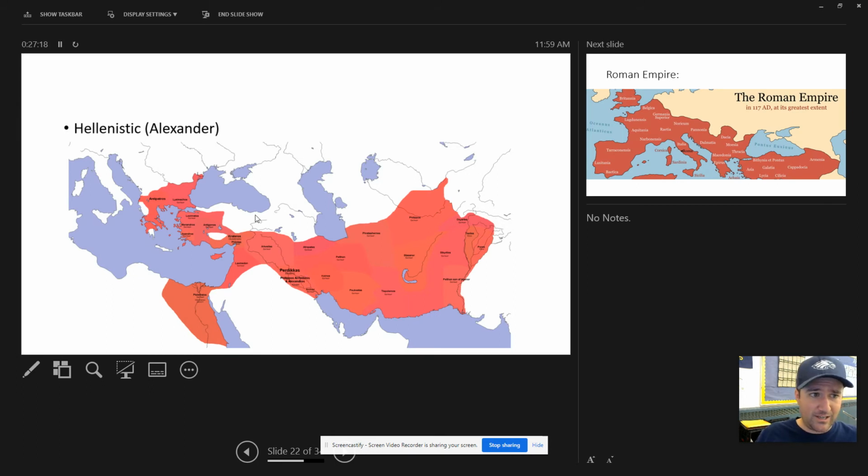The Hellenistic Empire, it's not Greek, it's part Greek, I guess, is the empire of Alexander the Great. It was kind of short-lived, but extremely important because of the spread of Greek ideas across parts of the world, which then combined with other ideas and helped advance human civilization more.